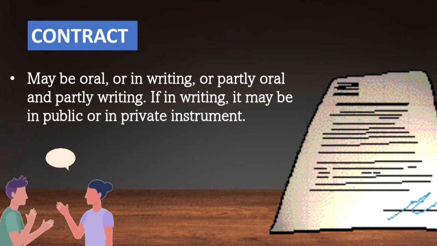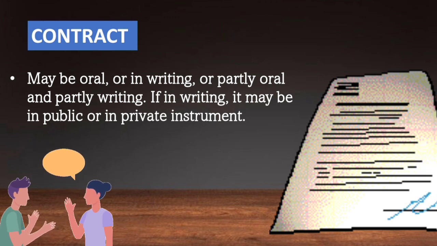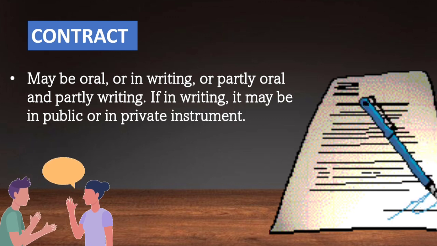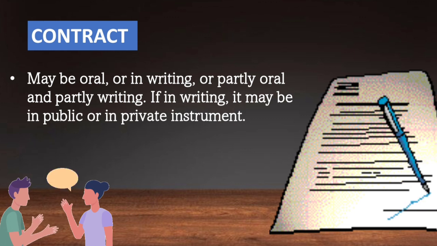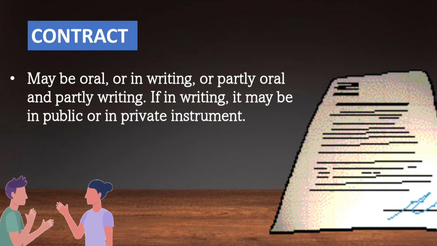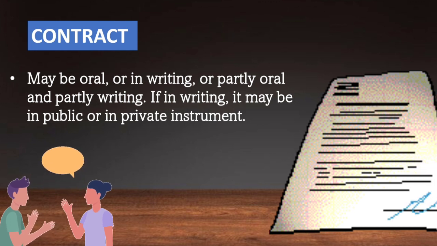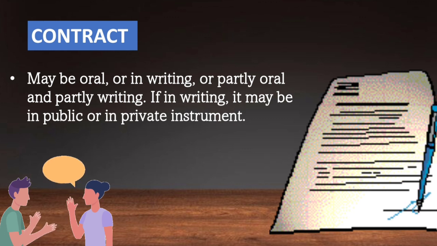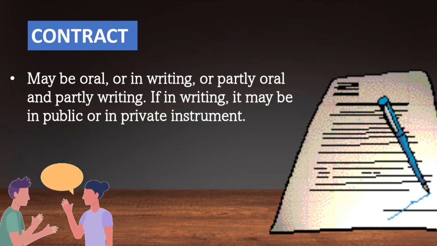It may be express, when the parties expressly set forth their intentions, or implied, when their intentions may be inferred from their actions or conduct. So when can we say that a contract is considered to be in written form? It is generally recognized that for a contract to be written, all its terms must be in writing. A contract partly in writing and partly oral is, in legal effect, an oral contract.